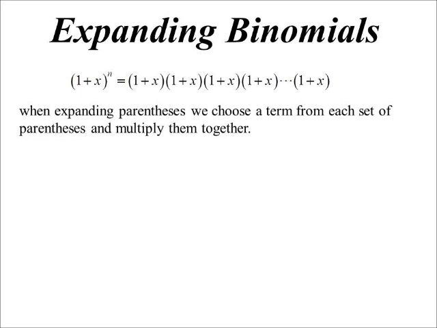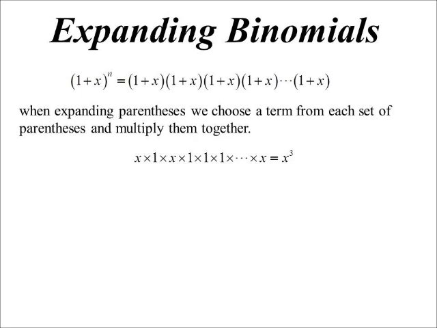Okay, let's look a bit more at expanding binomials. So (1 + x)^n is obviously (1 + x)(1 + x)(1 + x), and we've got n of them. When we're expanding parentheses, we choose one term from each of the parentheses and multiply them together. Then to get the full expansion, we make sure we've got every combination that we possibly can.